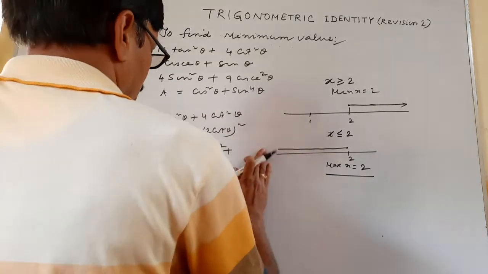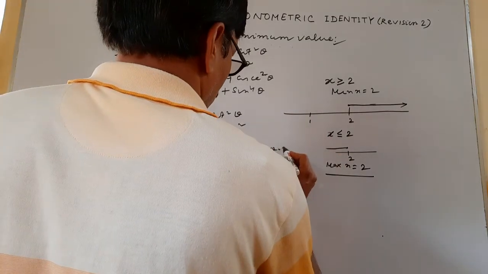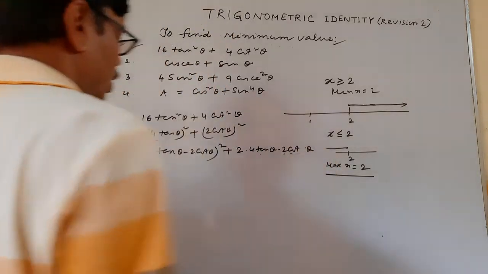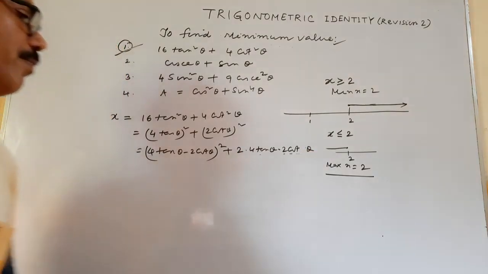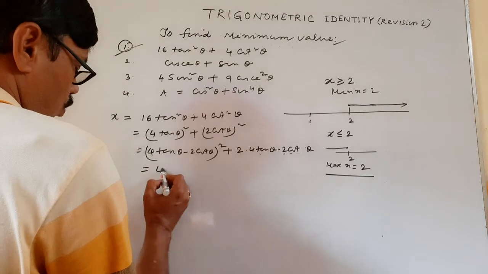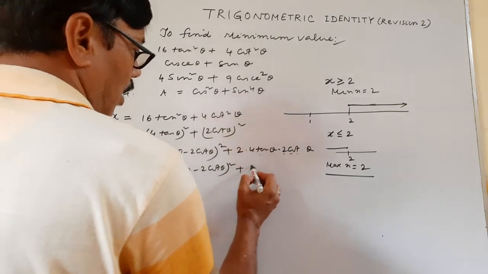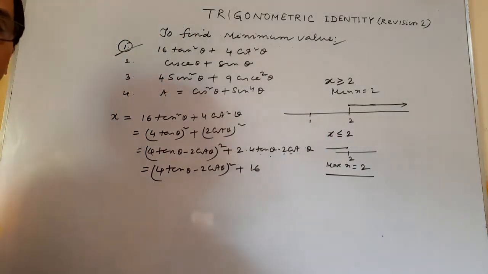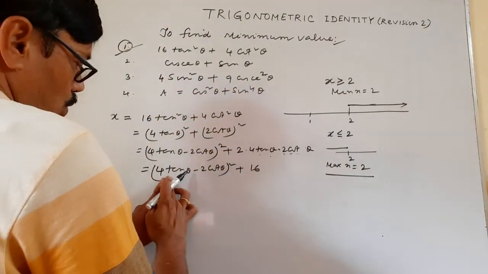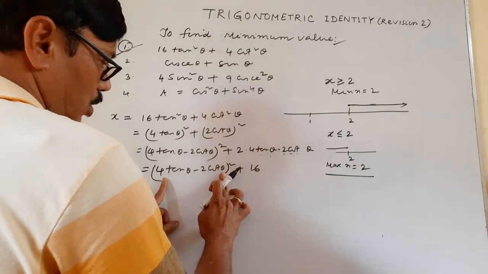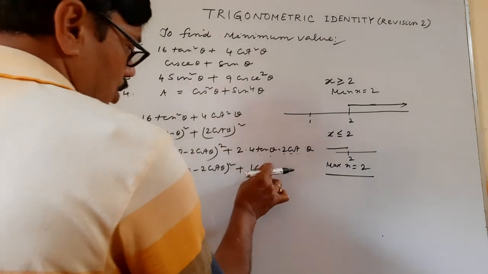plus 2ab, 2 into 4 tan theta into 2 cot theta. So a square plus b square equals (a minus b) whole square plus 2ab. Now finally (4 tan theta minus 2 cot theta) whole square plus 16 tan theta cot theta, which cancels. Now this is a square number. Its value is 0 if 4 tan theta minus 2 cot theta equals 0. If this equals this, then it is 0. If it is 0, then the value is 16.